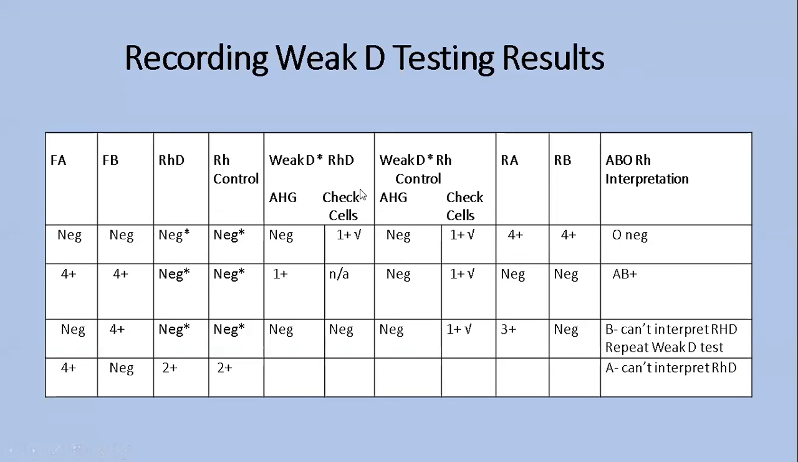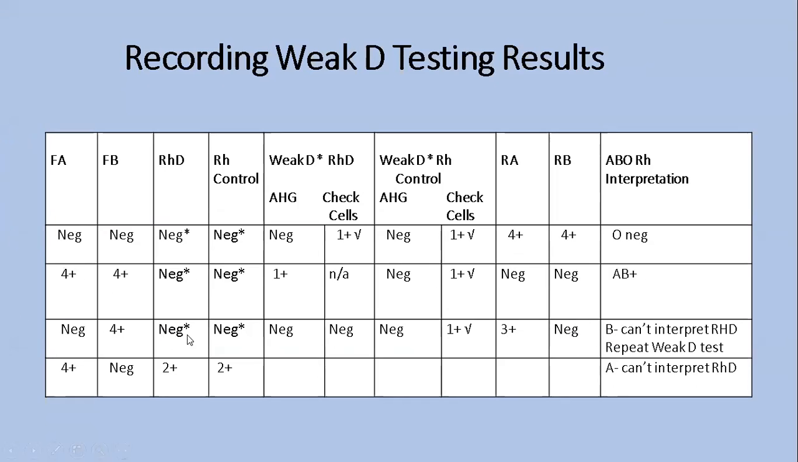Okay, so let's move on to the third example. So with this patient, we see a negative result with FA, 4+ with FB, and once again, negative with the RhD. Okay, so first of all, forward type, what does this patient look like? B antigen, they look like type B. So we expect them to have a strong reaction in the reverse A tube and negative in the reverse B, which we do. Okay, so they're typing as a type B.